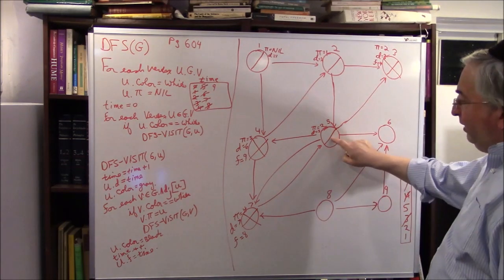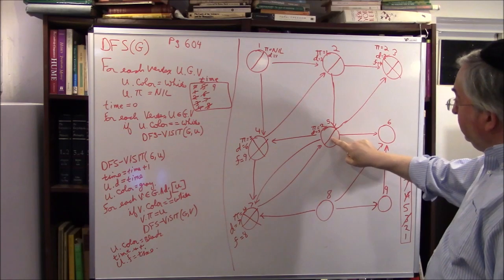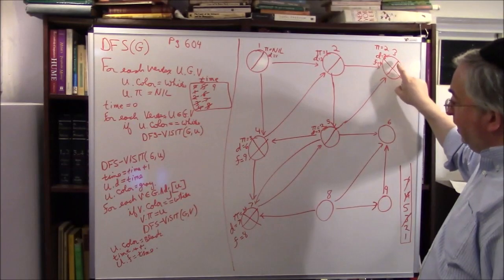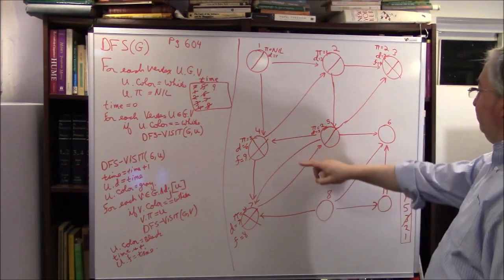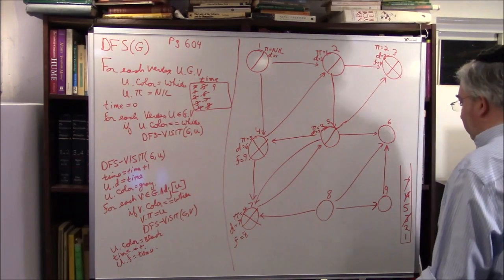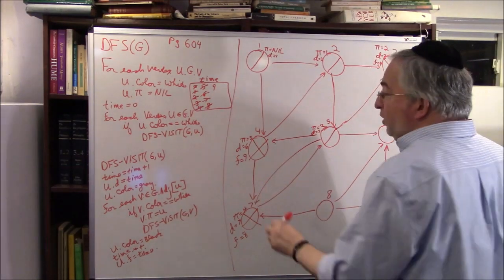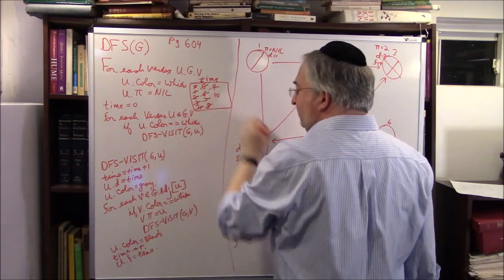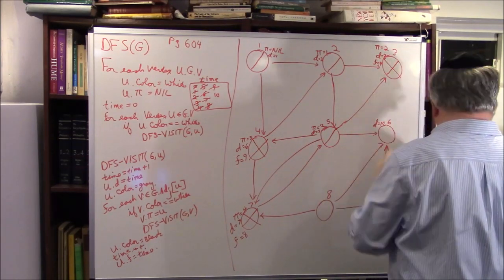We're back at 5. Let's just remember what we had by 5. 5 had 4 children: 3, 4, 6, and 7. We visited 3. We visited 4, which gave us a little time to visit 7. Now we're back to 6. So now we're going to visit 6. So let's go through it. We visit 6. We increment the time. So this becomes 10. We set the discovery is 10.